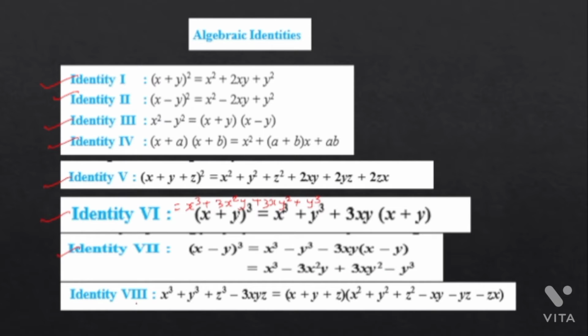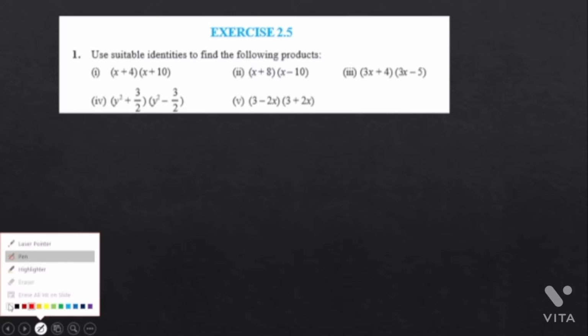The next identity 8, x³ + y³ + z³ − 3xyz = (x + y + z)(x² + y² + z² − xy − yz − zx). So these are the 8 identities, the 8 formulas. So you have to study these formulas, then only we can go through this exercise.